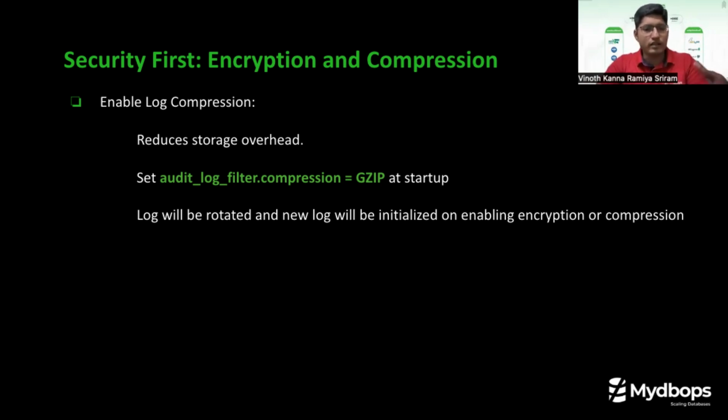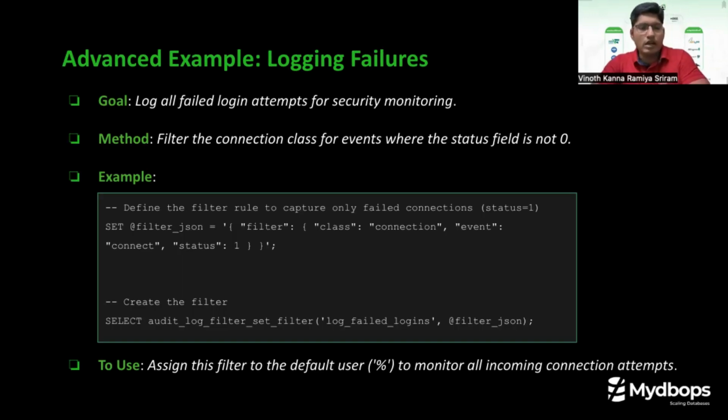And here is the variable that you need to use for compression. This audit log filter enables you to perform native compression on the audit logs using zstd. When you set it during startup, the logs will be rotated and a new log will be initiated on enabling encryption or compression or both together. Okay.